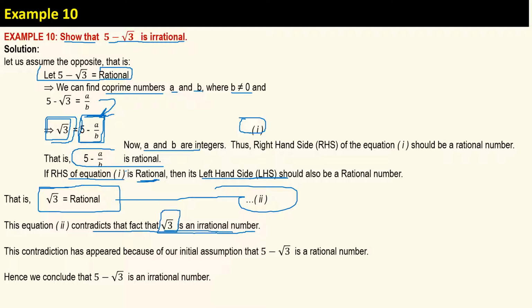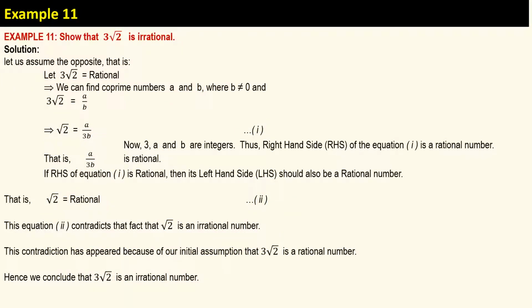Therefore, when we see square root of 3 being called rational in equation 2, this leads us to a contradiction. This contradiction has appeared because of our initial assumption, which was that 5 minus square root of 3 is a rational number. Hence, we can conclude that 5 minus square root of 3 is an irrational number.